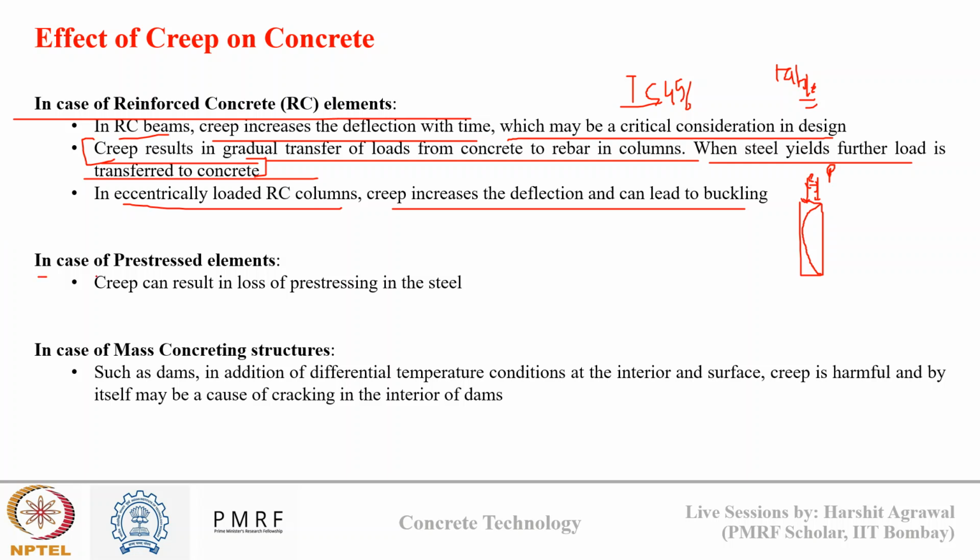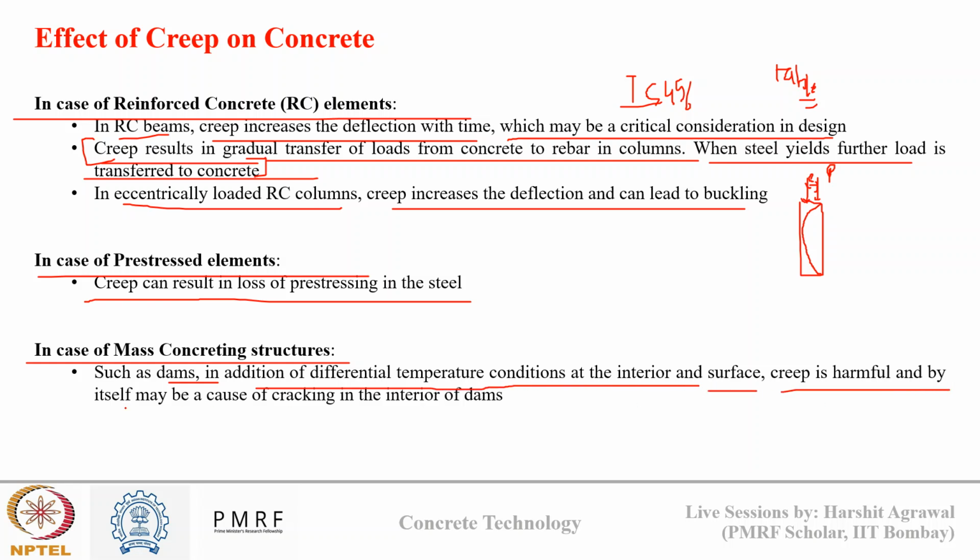Okay. In case of a pre-stressed element, where pre-stressing is applied as a restraining effect, the creep can cause loss of pre-straining of steel, which can result in deformation of my pre-stressed element. And in case of mass concreting structures such as dams, in addition to the differential temperature inside and outside, creep is harmful for causing cracking in concrete in the interior of the dam. Okay, so in case of dams also, creep effect can be harmful. So mass concreting, it is harmful. For pre-stressed element it can be harmful, and for reinforced concrete also it can be harmful.